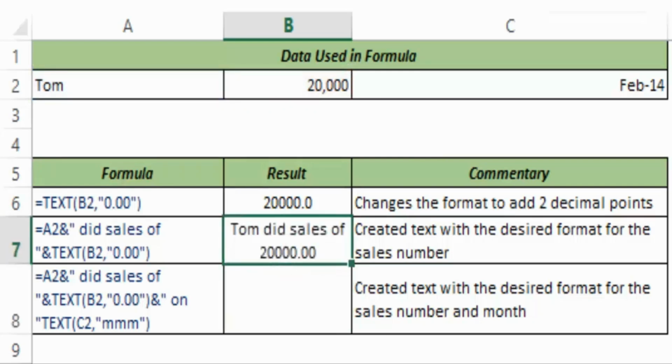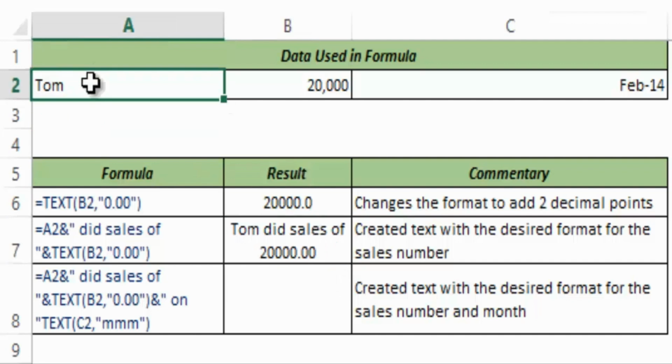So here you have the text where it has added a sentence or text to the value, and the value is in the format that you specified. You can do this using custom number formatting as well, but the text function gives you a very easy way to do this, and this is very customizable. You can change the name here from Tom to Brad, and this would change automatically.